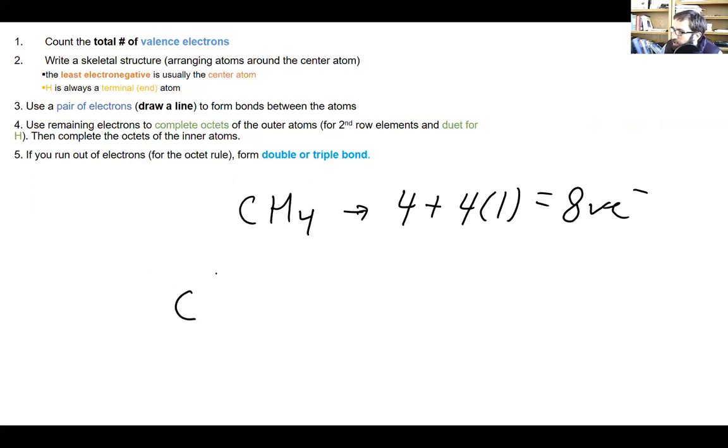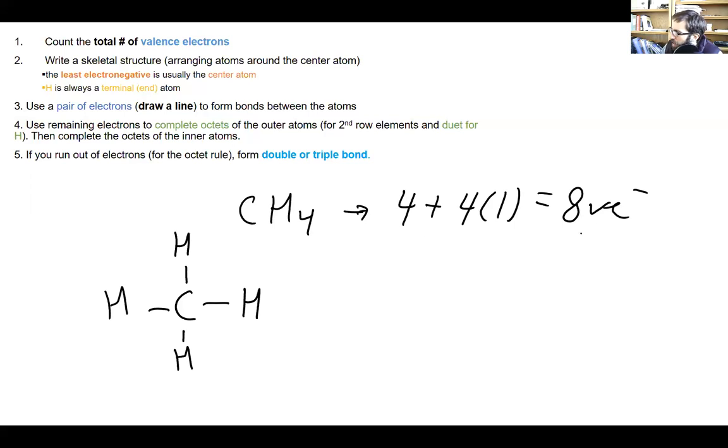Now we have to make a skeleton. For the least electronegative atom, what are we comparing against? We're comparing against hydrogen, and hydrogen is always the terminal atom because it follows the duet rule. So carbon is going to be in the center, and we set up the hydrogens around the ends. The third rule says draw lines to connect them all. Now rule 4: duets for hydrogen. All the hydrogens already have duets because they all have lines to them, 2 electrons each. And now we need an octet for carbon. Carbon has 2, 4, 6, 8, so we're already done for carbon.